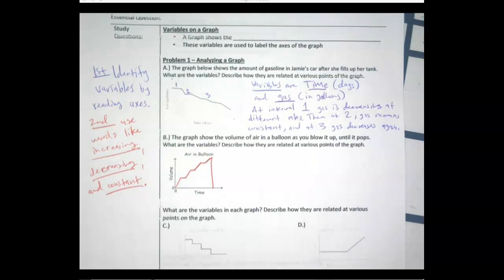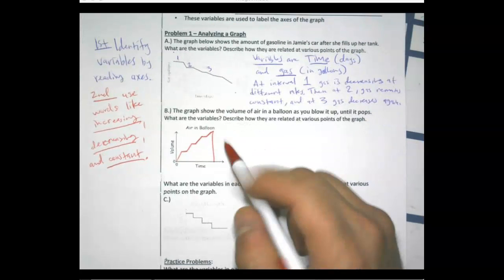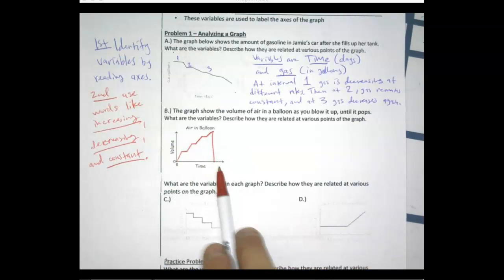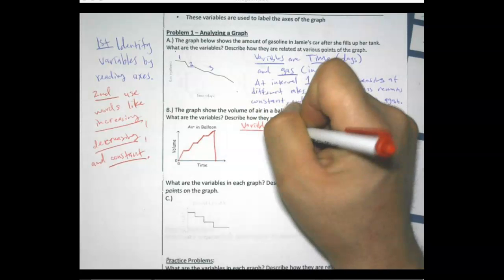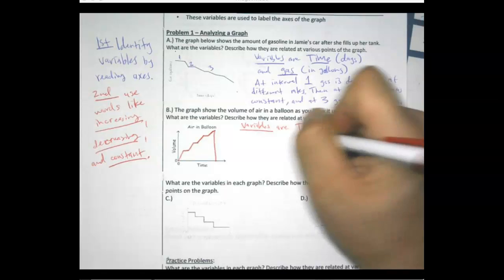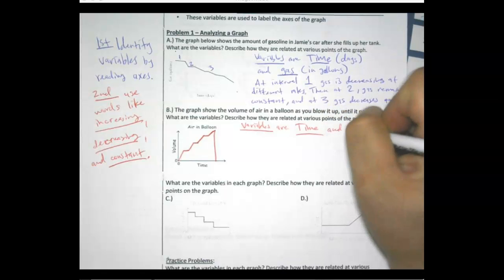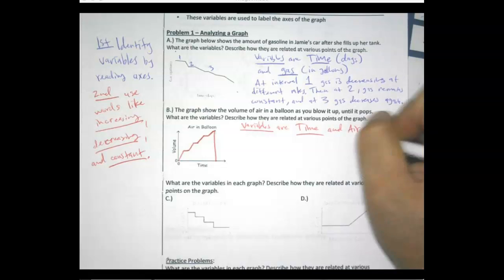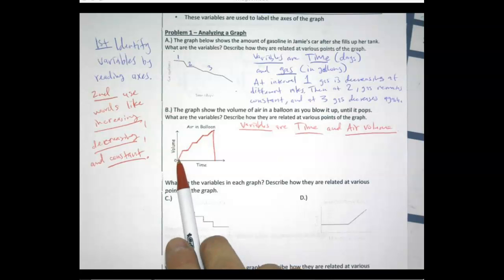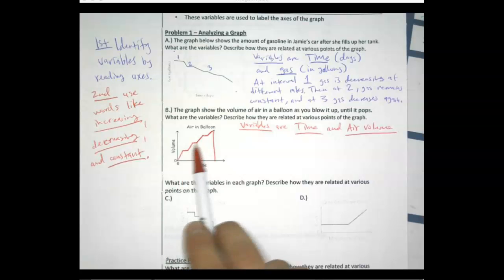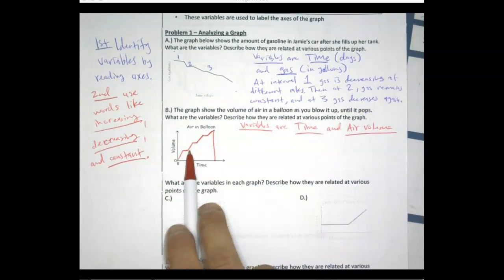So in the next one, somebody's blowing up a balloon. The two variables are time, probably in seconds because they're blowing up a balloon, and the volume of the air in the balloon. What's going on here? Well, without necessarily labeling intervals, there's points on the graph where the air is increasing, and there's points on the graph where it's remaining constant.